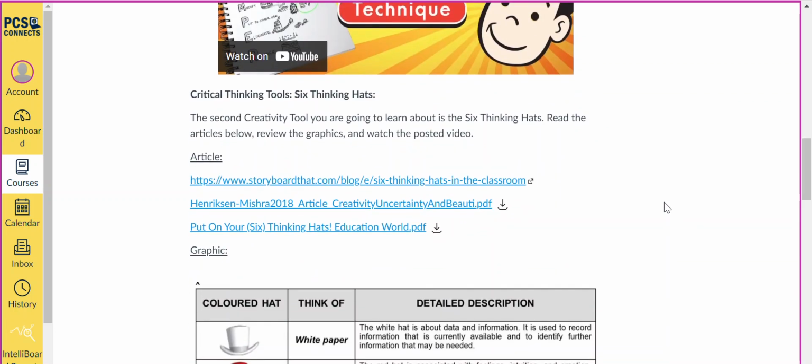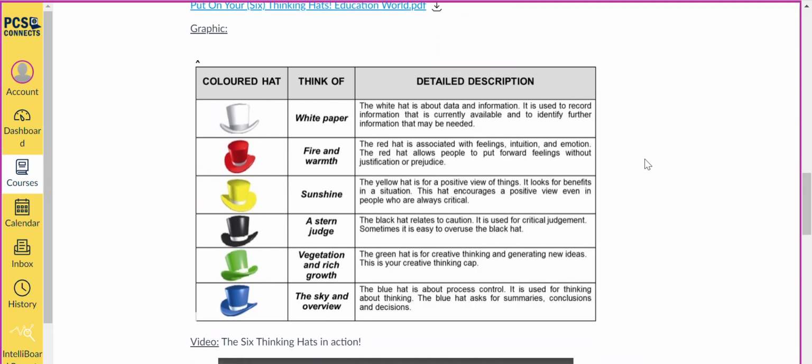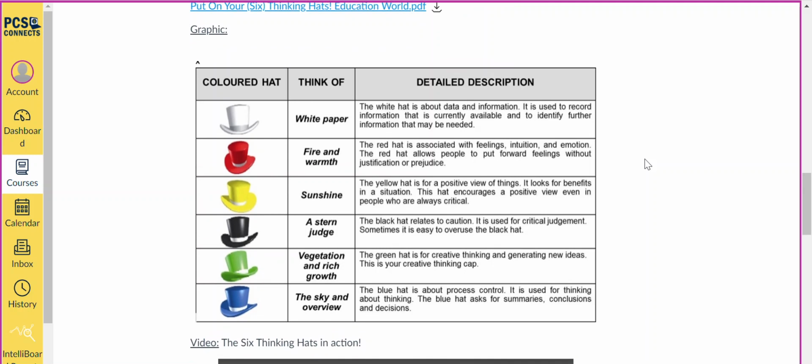Then we have the 6 thinking hats, and this is our second critical creative tool that we're going to use this week. There are 3 articles here for you, 2 PDFs and 1 article. It really talks about these particular hats. It was created by Edward de Bono. He's done lots of different creative and critical thinking tools and has written books. He actually just passed away a few weeks ago, but he was huge in multiple perspectives and really helping businesses succeed. And so we want our students to succeed through critical thinking and problem solving.